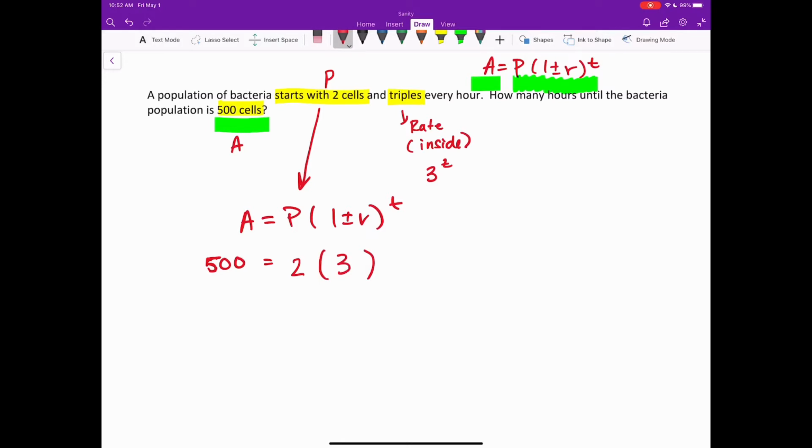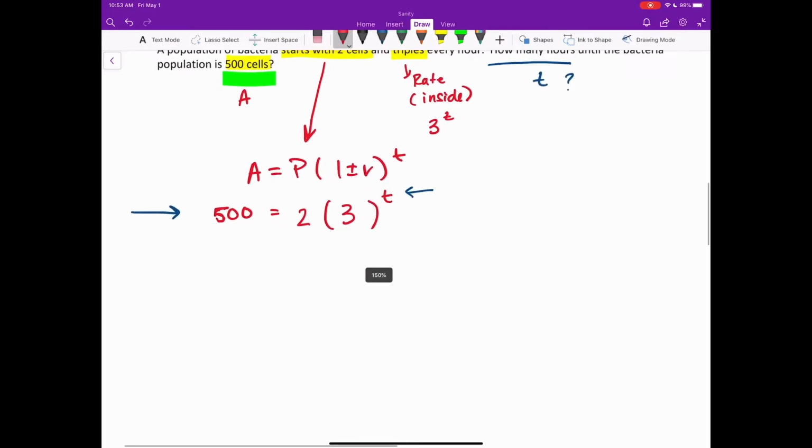So I'm going to put 3 on the inside here, and then raised to a power of t. Right, and this is time, and that's what we're trying to solve for. That's like our big question here: how many hours? What is the t value, right? So we've inputted everything. Now we're just trying to solve for this variable t. It's an exponential equation. We've done these before in our last assignment, so go ahead and solve.